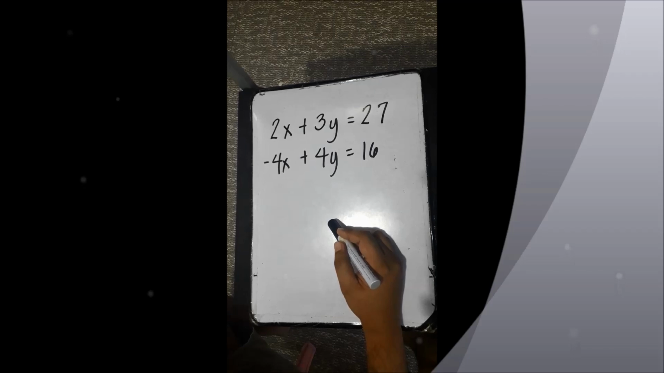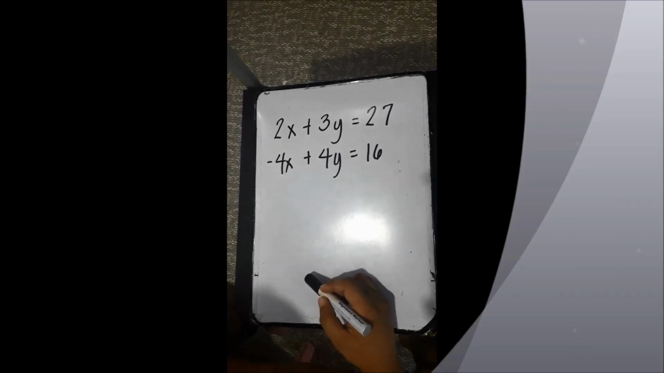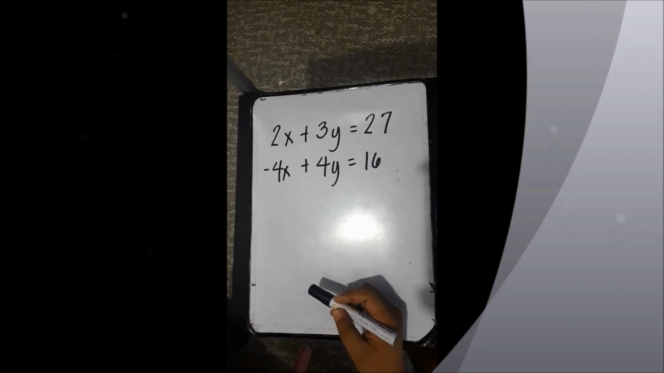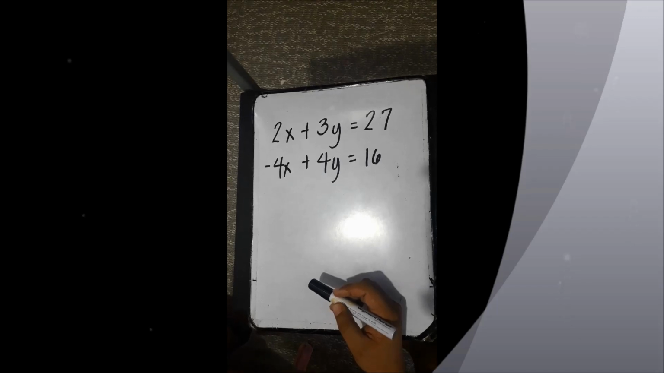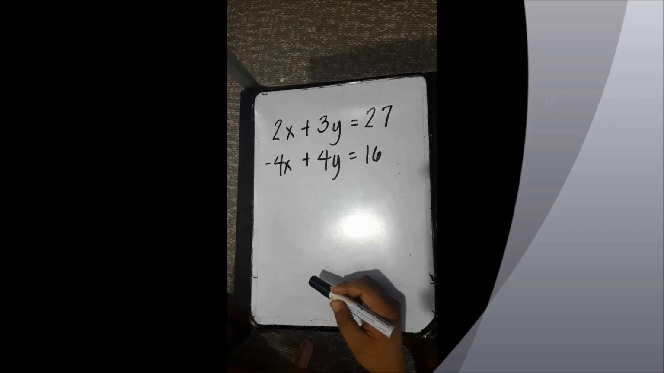So let's get started. I have here two equations. The first equation has 2x plus 3y equals 27. And our second equation is negative 4x plus 4y equals 16.